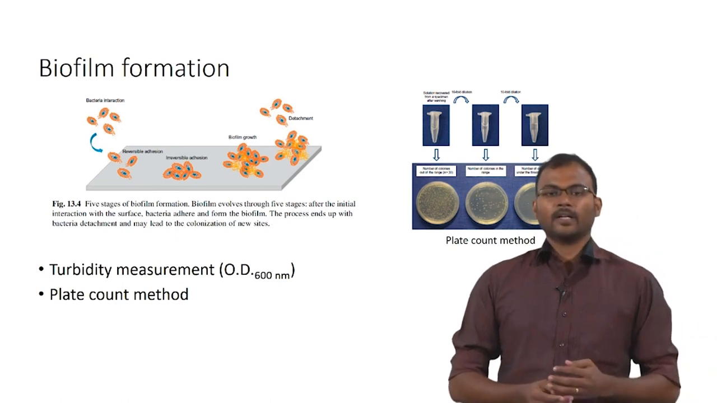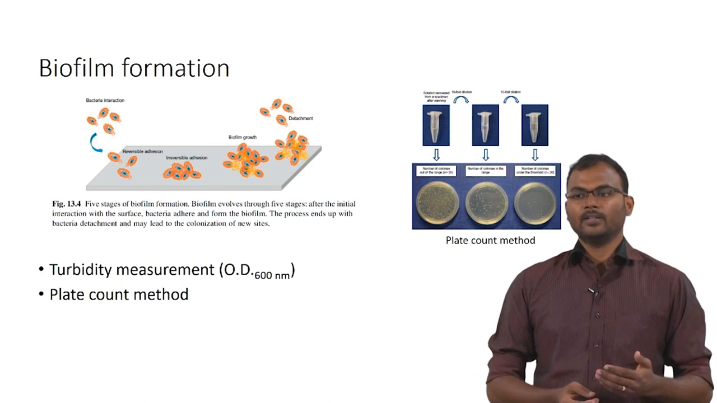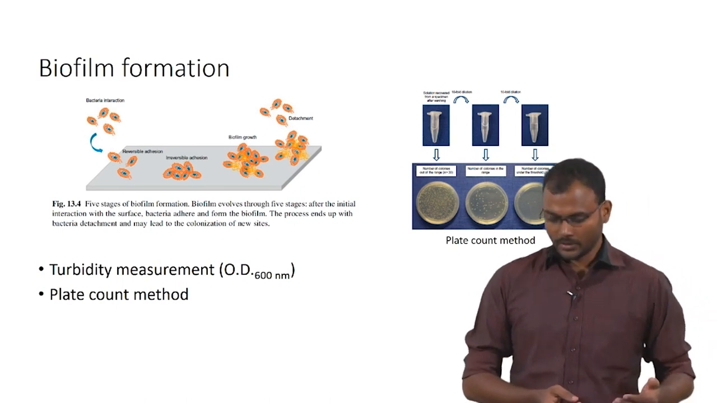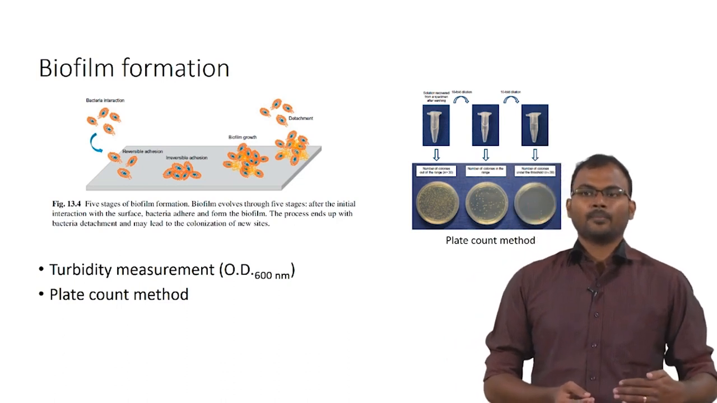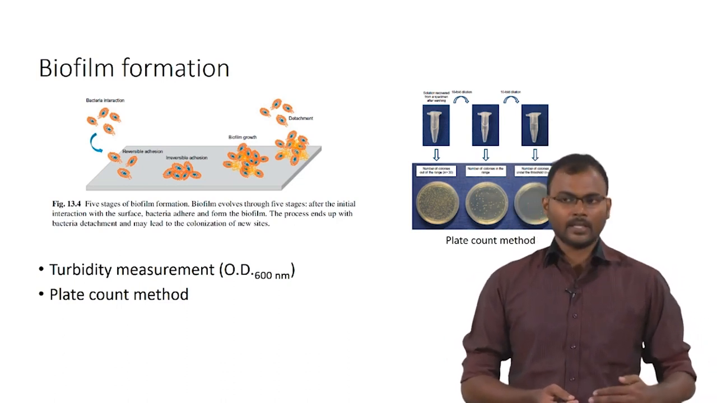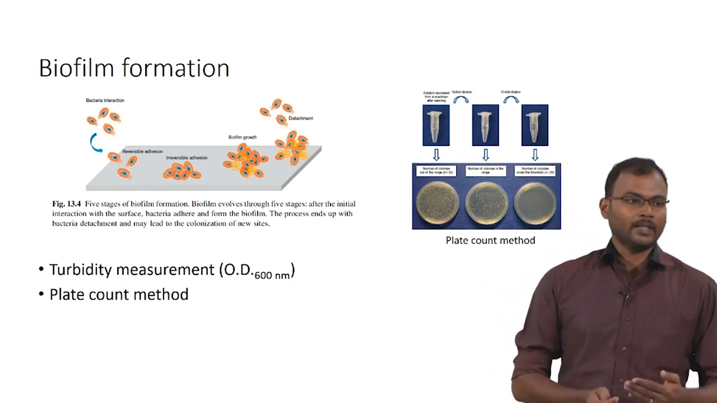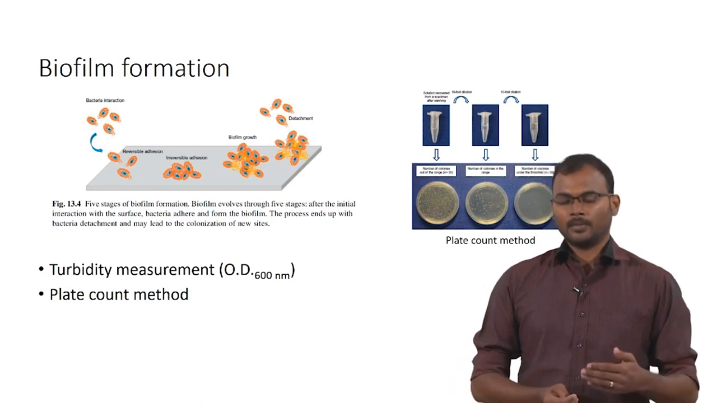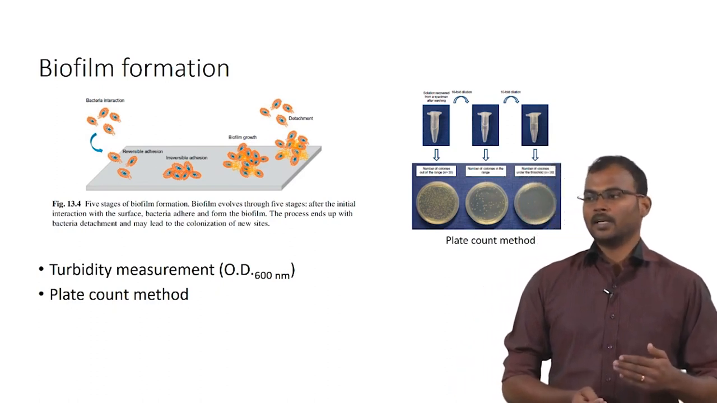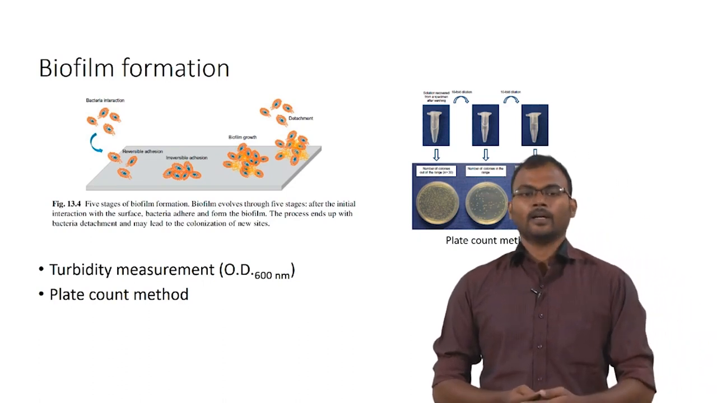So coming into the plate count method, where you estimate the amount of bacteria adhered using colony forming units. The procedure is similar to the turbidometry measurement. In the plate count method, you inoculate your sample with the bacteria, take out the sample, and wash off the biofilm using a solubilizing solution. Then you dilute those samples and spread them on an agar plate.